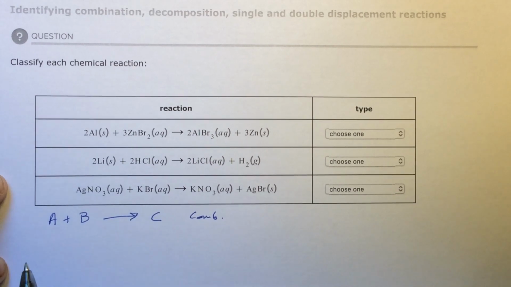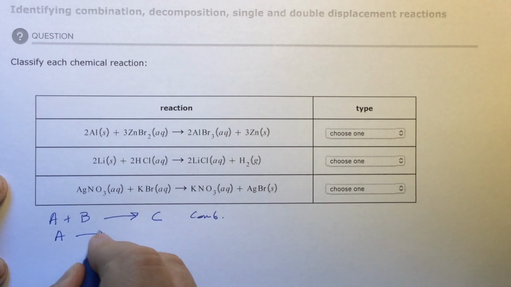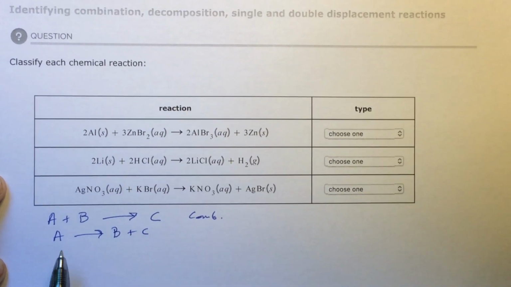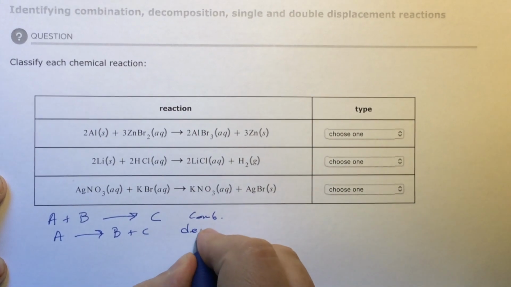Decomposition is backwards. It's breaking apart something. So if you were to have A breaking apart into B plus C, where you have two products but one reactant, that's decomposition. It's decomposing.